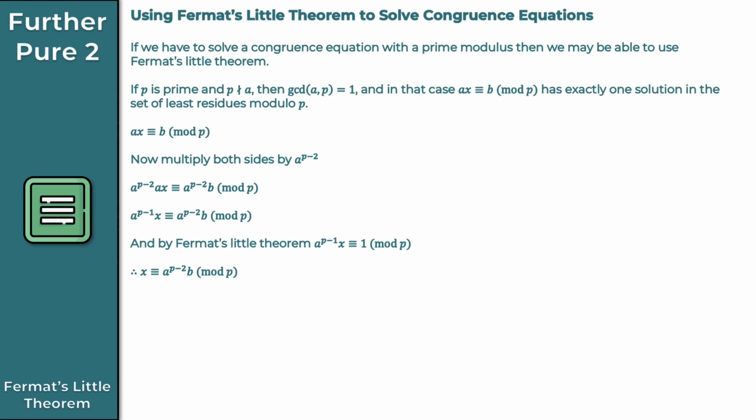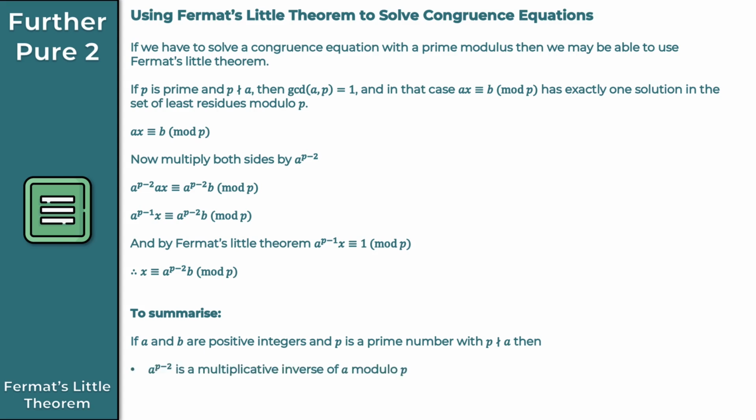To summarize, if a and b are positive integers and p is a prime number where p does not divide a, then a to the power of p minus 2 is a multiplicative inverse of a modulo p. Finally, the solution to the equation ax is congruent to b mod p is given by x is congruent to a to the power of p minus 2 times b mod p.